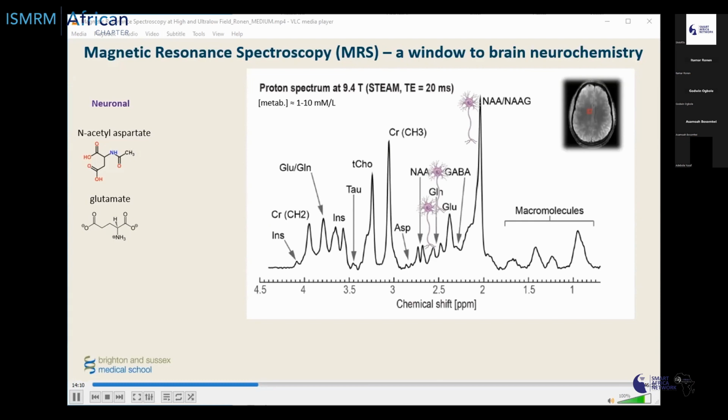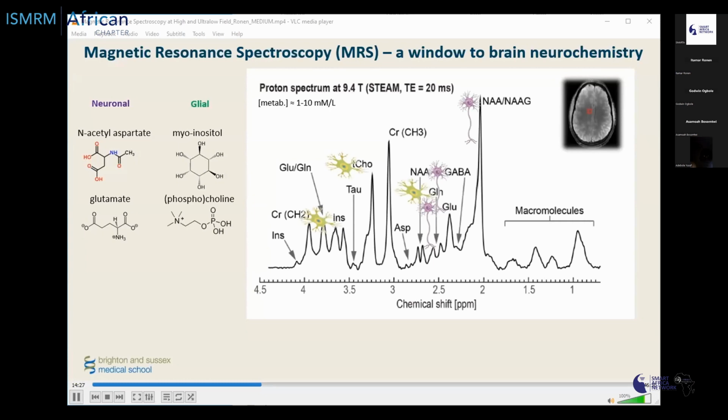Glutamate is the most important excitatory neurotransmitter in the brain, and it gives rise to resonances at about 2.5 ppm. You can see it at 2.3 ppm, and also at 3.8 ppm right here.